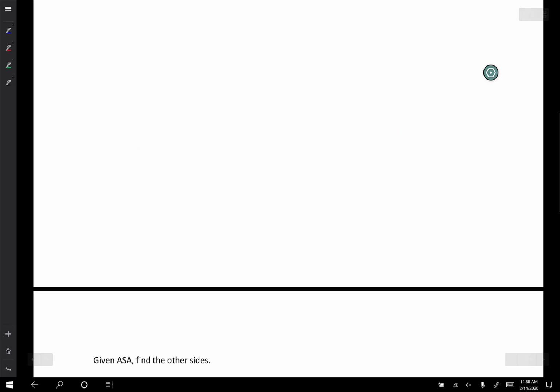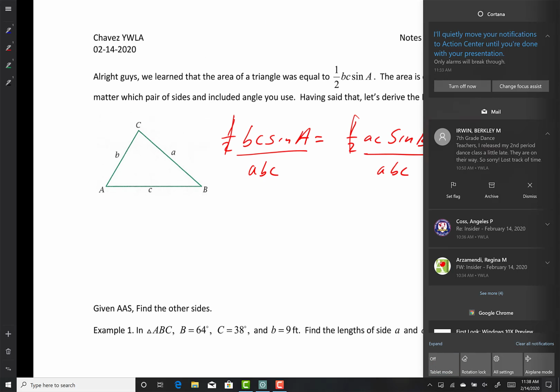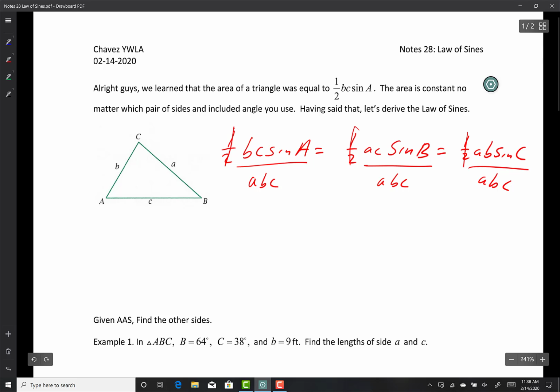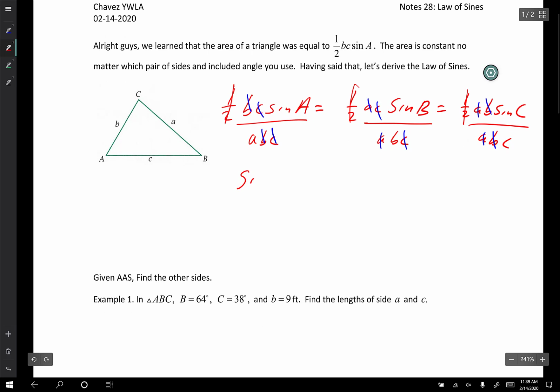Notice, I don't know where my little markers went. Oh, they went to the other side. I see it. Sorry about that. Notice that these cancel out: BC, AC, and AB. And look what you have. And it's not a coincidence. Sine A over little a equals sine B over little b equals sine C over little c. And that's easy to remember.